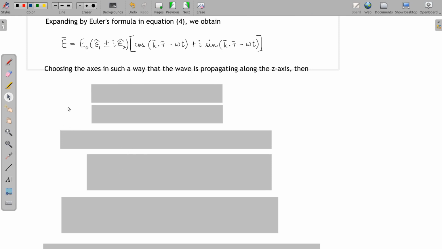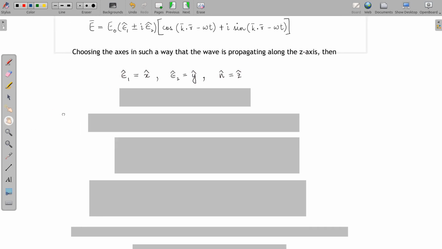Then epsilon 1, we could choose epsilon 1 to be along the x-axis. So epsilon 1 along the x-axis, epsilon 2 in that case will be along the y-axis, and n cap will be along the z-axis, because n cap is always the propagation of the wave. So the wave is propagating along the positive z, so n cap is along the positive z-axis. So epsilon 1 is along x, epsilon 2 is along y cap. So that's the setup that we choose here.